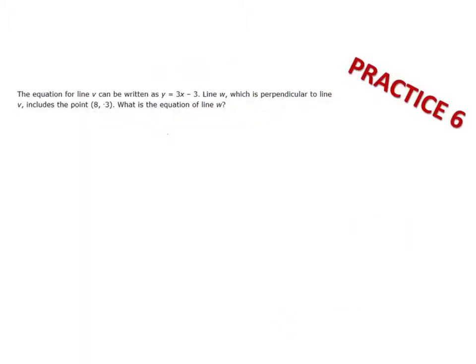Practice problem 6. The equation for line V can be written as y equals 3x minus 3. Line W, which is perpendicular to line V, includes the point (8, -3). What is the equation of line W? Again, go back and look at the previous problem and how I do it if you're not sure how to do it.